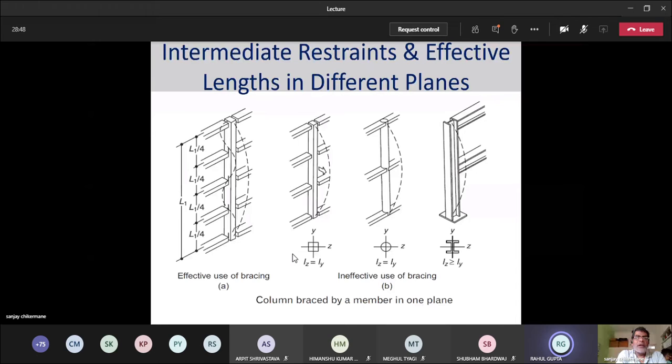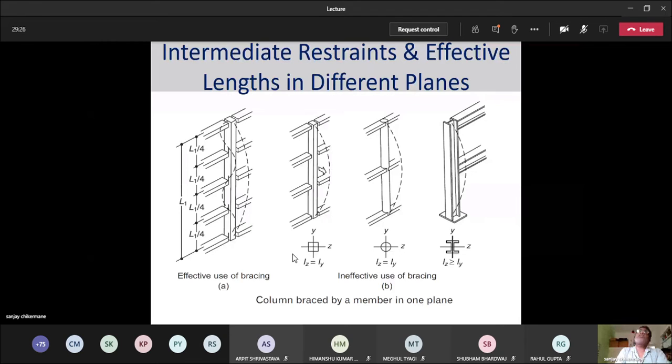Yes, sir. Now the adding of beams will only restrain the buckling in the plane in which the beams are acting. In the other plane, adding these beams will have no effect. The column will still buckle as a complete column in the other direction. Okay. So this is the concept when you add beams.